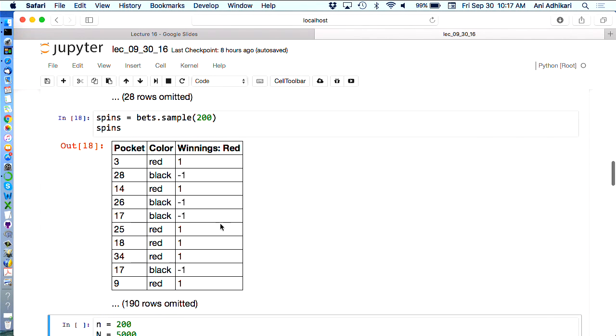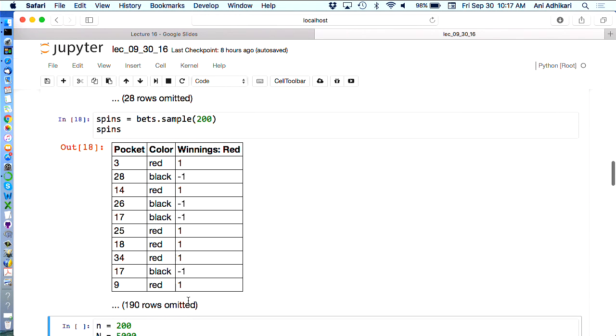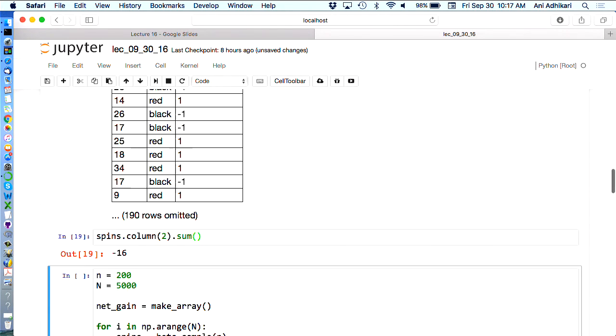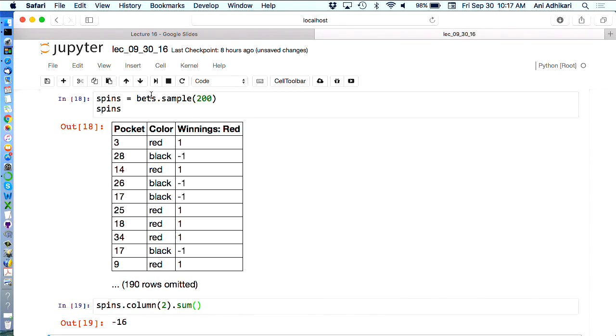So let's do this one repetition here. Yes, this was 200 spins of the wheel. And this is actually an important point to understand. So spins dot column, 2. So on that one repetition, you made minus $16. That minus 16 would get tacked on to the end of the array. And then you would do that 5,000 times.